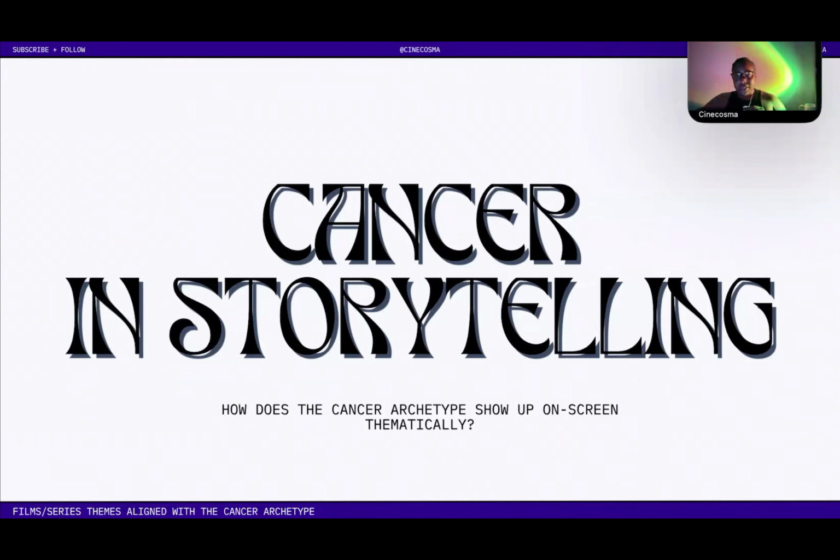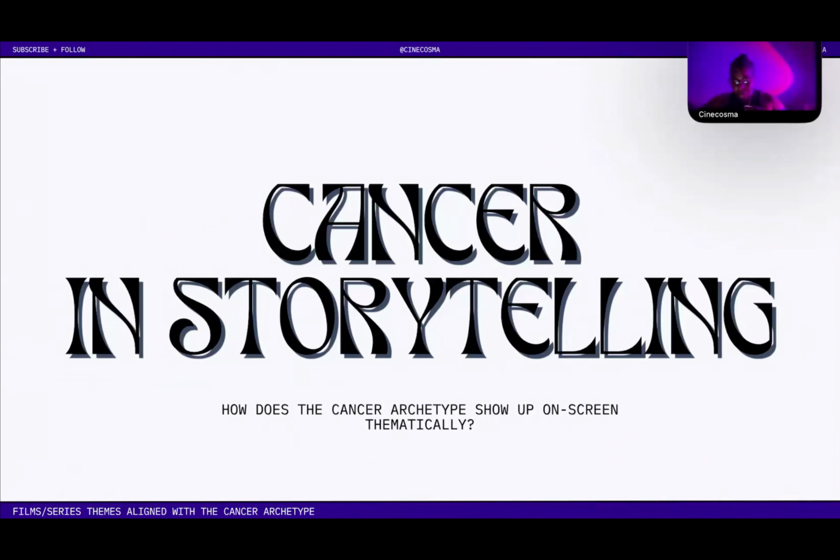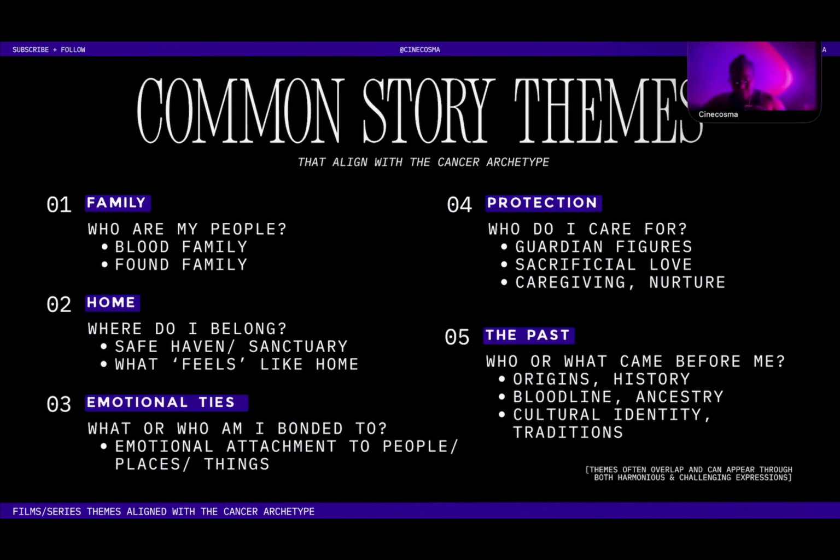And this is what I'm going to explain to you guys today: Cancer in storytelling. The ultimate question that I'm asking is, how does the Cancer archetype show up on screen thematically? So I just gave you these keywords and facts about Cancer. Now we're going to see how these words, challenges, and facts play out on screen. So, common story themes that align with the Cancer archetype.